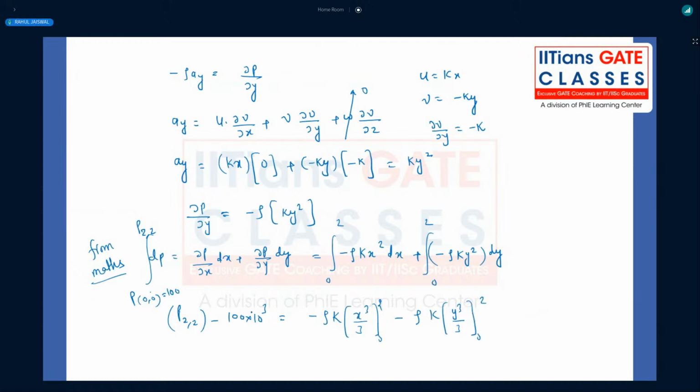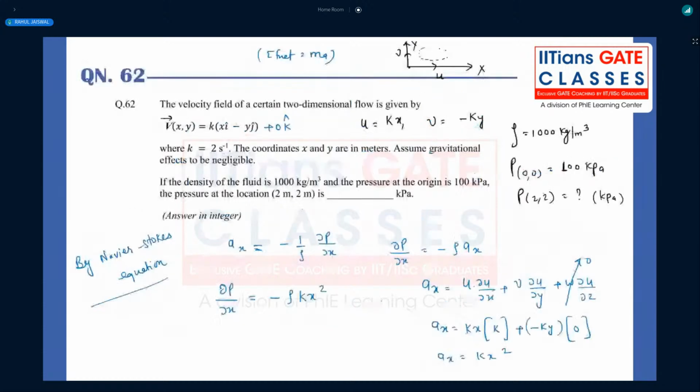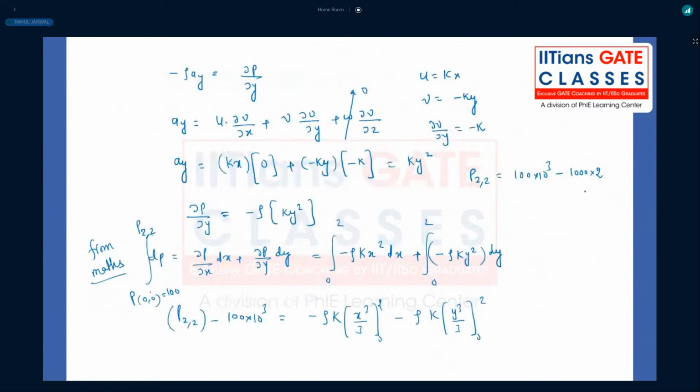From 0 to 2, right? So pressure at 2 comma 2 can be written as 100 into 10 power 3 minus rho, which is 1000, and k we already know, that is 2, into 1 upon 3 times x cube plus y cube. x cube is 8 plus 8. So if you just calculate, what will you get?